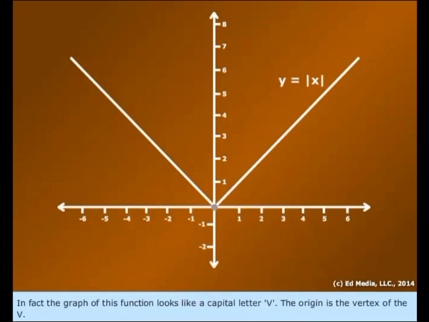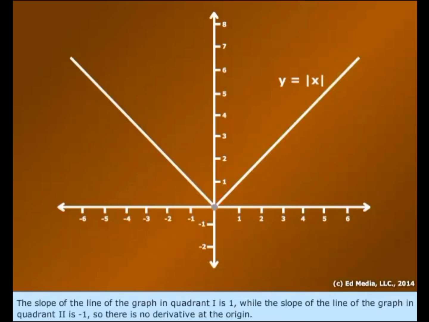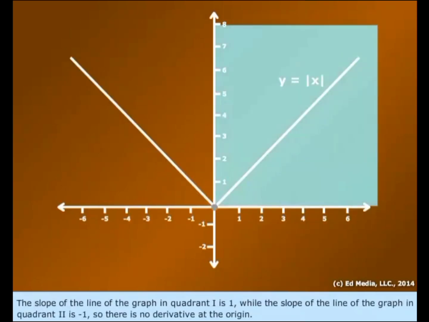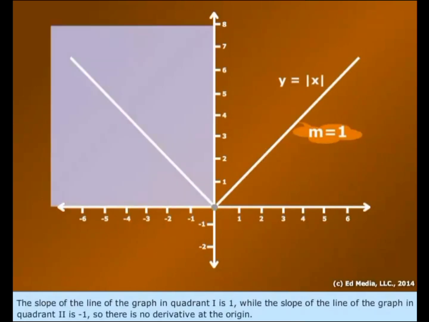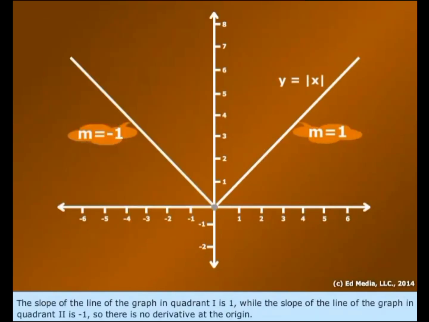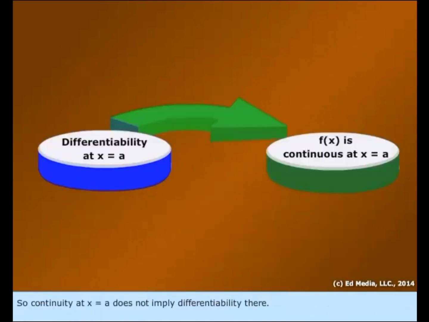In fact, the graph of this function looks like a capital letter V. The origin is the vertex of the V. The slope of the line of the graph in quadrant 1 is 1, while the slope of the line of the graph in quadrant 2 is negative 1, so there is no derivative at the origin. So continuity at x equals a does not imply differentiability there.